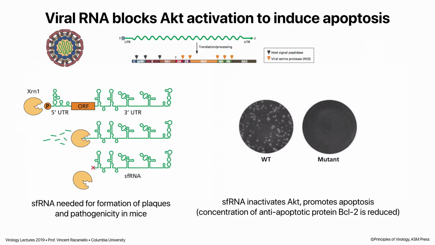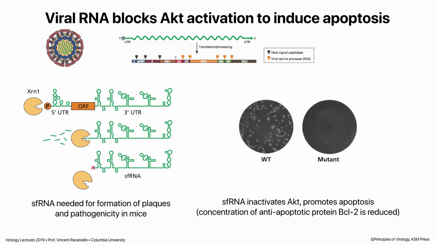Now, if you make a virus mutant, which can't make this small RNA, this sfRNA, it's easy to make these mutants, which would allow the XRN1 to chew up the whole 3' end. And that virus will not form plaques. Here's a plaque assay on the right. The wild-type virus makes nice plaques, but if you take away the ability to make this small RNA, that virus can't form plaques. That virus will still replicate. In fact, in cells, it produces good amounts of virus, so you're not taking away the ability to replicate.